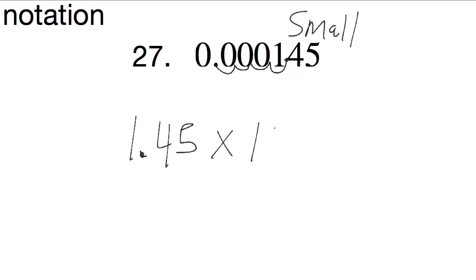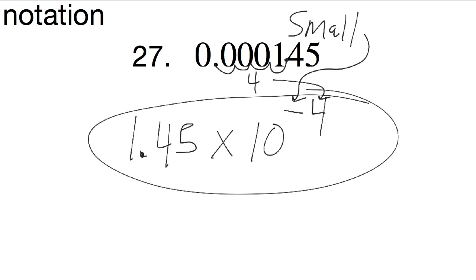Like here, 1, 2, 3, 4. New decimal is at 1.45. Now this is a really small number. This is like how many millimeters wide is a cell, or something like that. Really small distance. So because it's a small number, I'm going to say times 10 to the negative 1, 2, 3, 4. I moved it 4 times, and so the 4 creates the 4, and because it's small, it's a negative exponent. That's the answer.